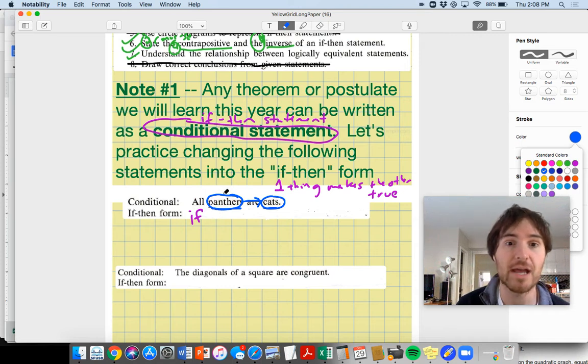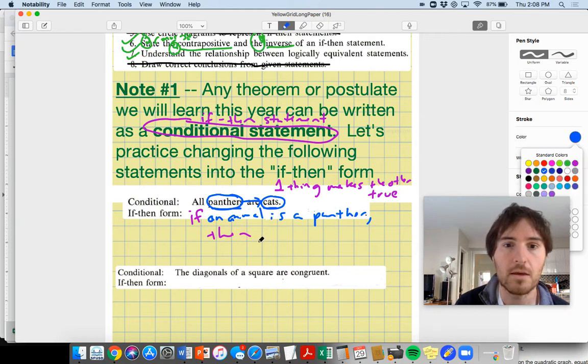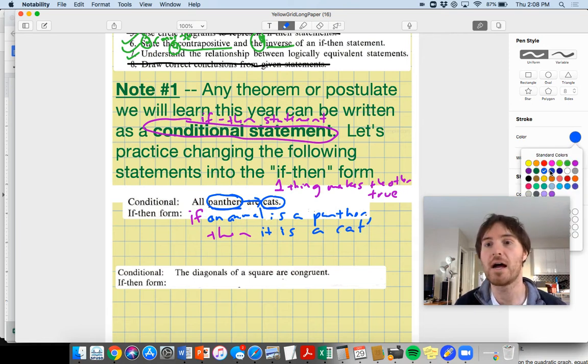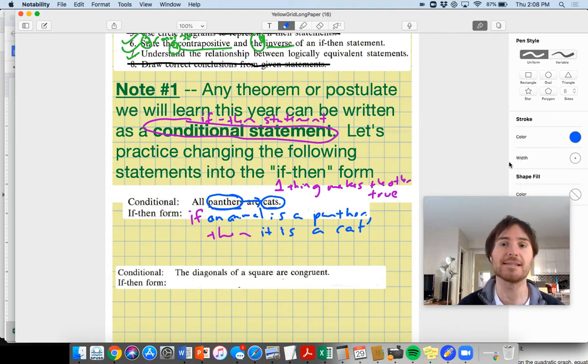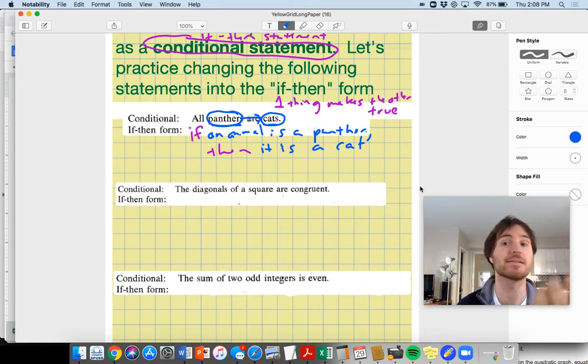If-then statements. Okay, so if an animal is a panther, then it is a cat. All right. So it being a panther is sufficient for establishing that it is a cat, right? Because all panthers are cats, and the fact that it's a cat is a necessary consequence of the if being that it's a panther. What's necessary to that is that it has to be a cat too.